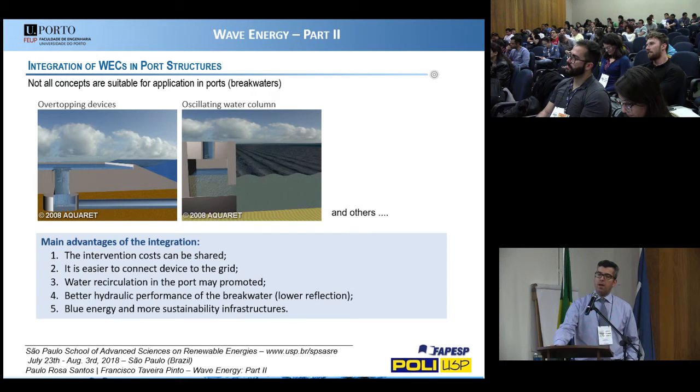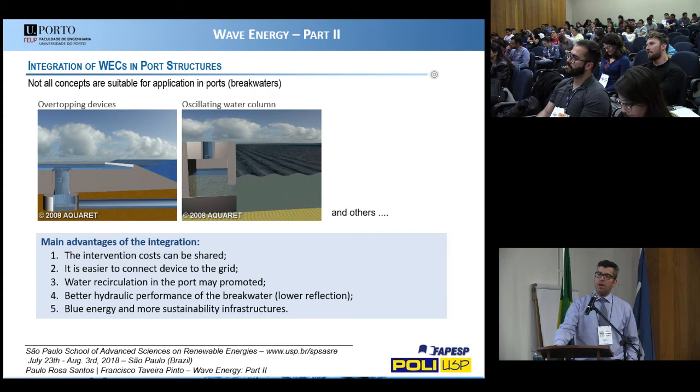One usual problem is the reflection from the harbor structure. So the wave hits the structure and is reflected back. That is bad because the reflected wave may disturb the ships entering the port or even inside the port. And if you are installing a device to absorb the energy from the wave, you may at the same time improve the hydraulic efficiency of the structure in what concerns the reduction of reflection. Okay? And of course, it's also an opportunity to integrate what we call the blue energy in those structures in order to transform them into more sustainable infrastructures.